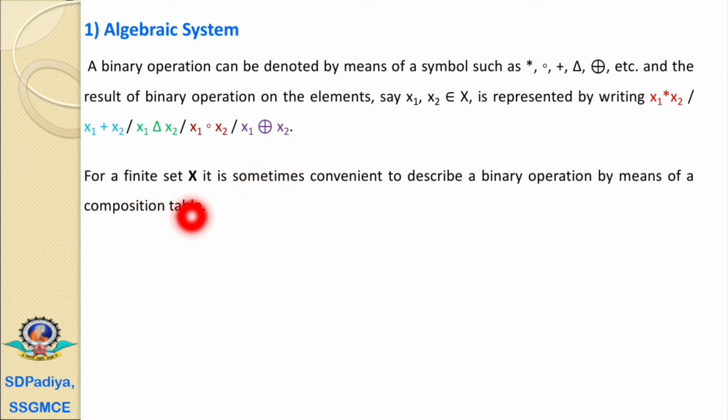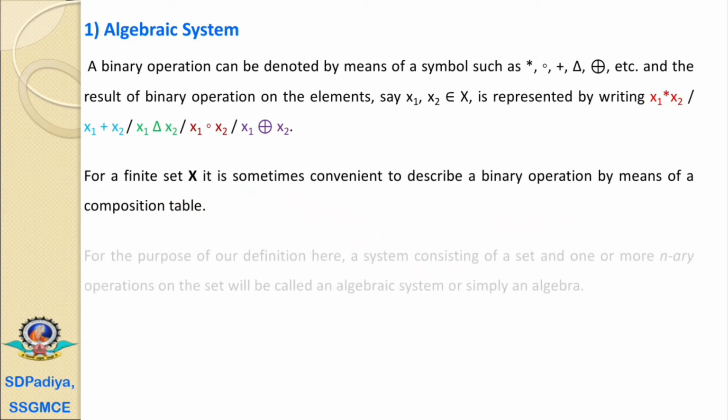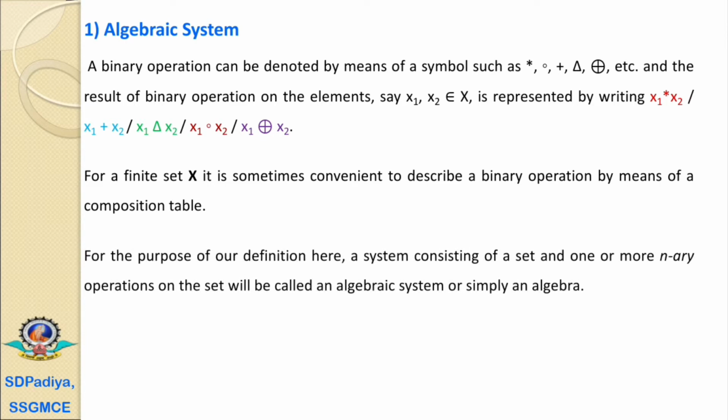For a finite set capital X, it is sometimes convenient to describe a binary operation by means of a composition table. For the purpose of our definition here, a system consisting of a set and one or more n-ary operations on the set will be called an algebraic system or simply an algebra.